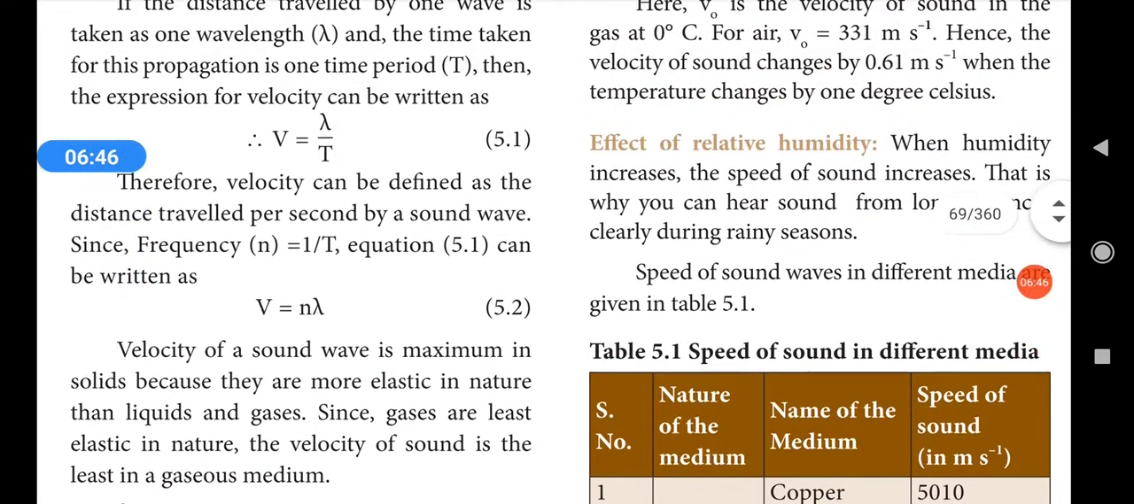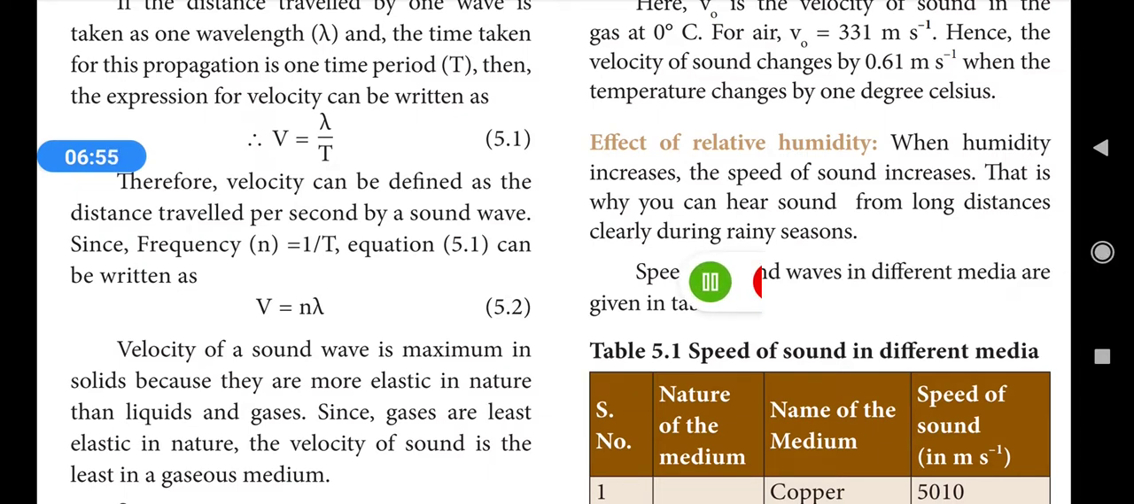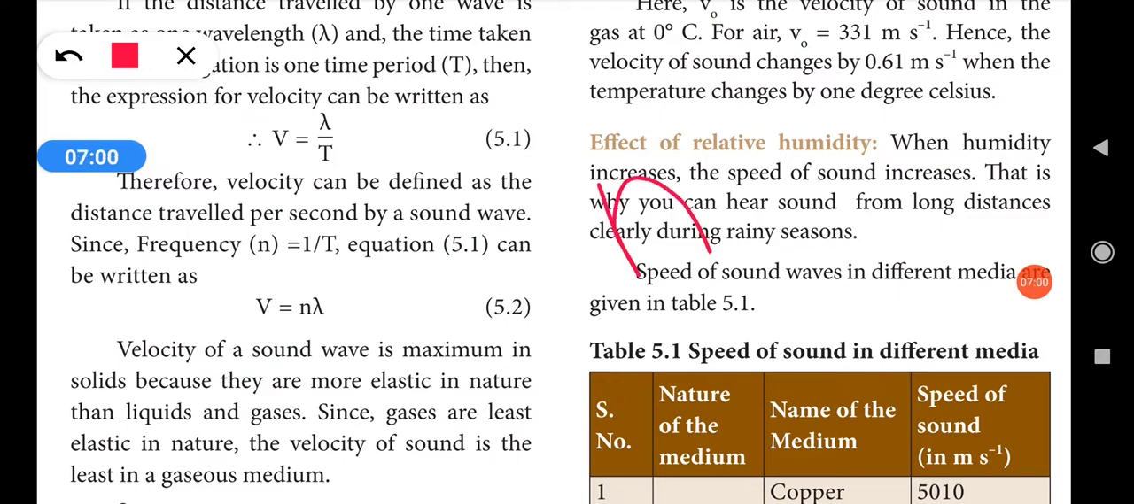Since you have already studied in 9th standard the properties of waves, in the properties of waves, frequency is equal to the number of vibrations taking place per second. Number of vibrations taking place per second, that is frequency n. So sometimes we can denote it like this: frequency is equal to 1 divided by T. Frequency n is equal to 1 divided by T. You would have studied this last year in properties of waves.